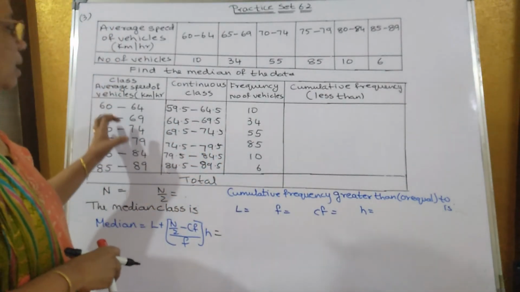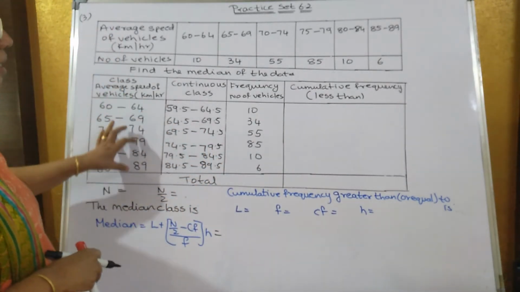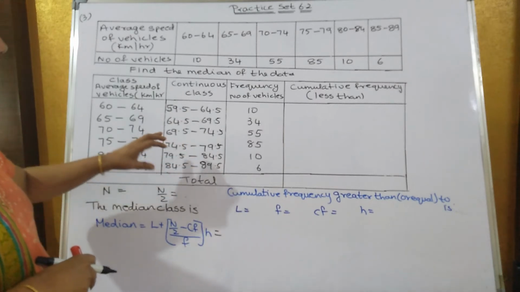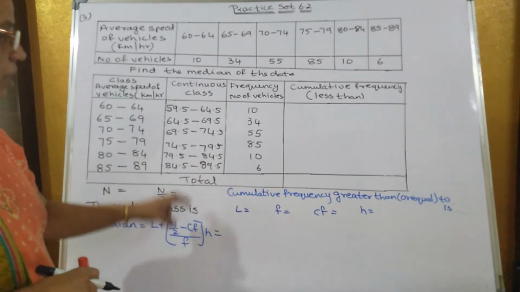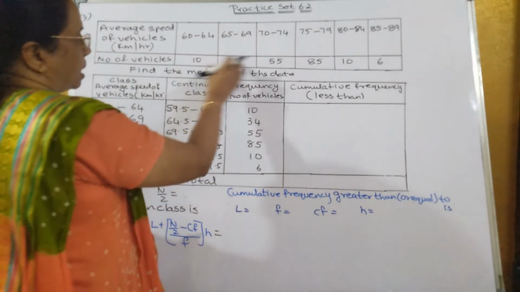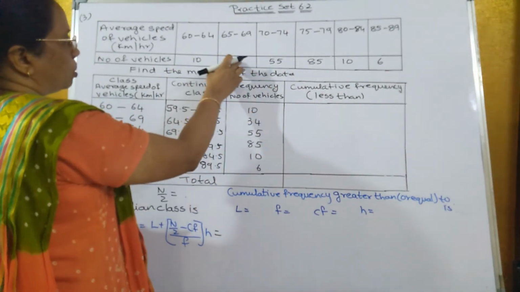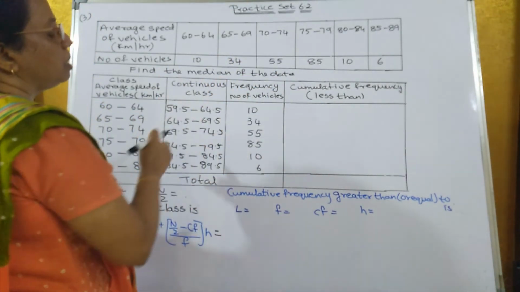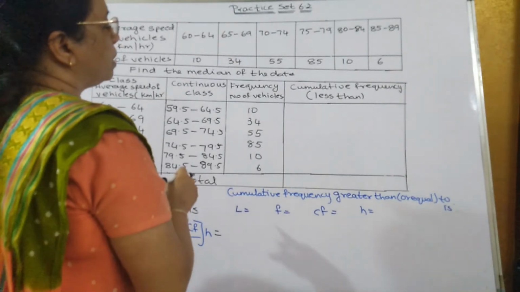Now while looking at the class, you are not supposed to look at this one. Don't look at that, pay attention to the continuous class. So when finding the median class, find it in this, not in that. Frequency is the second column which is given over here: 10, 34, 55. That will come under the frequency, that is the number of vehicles.